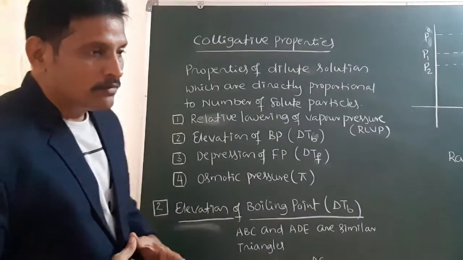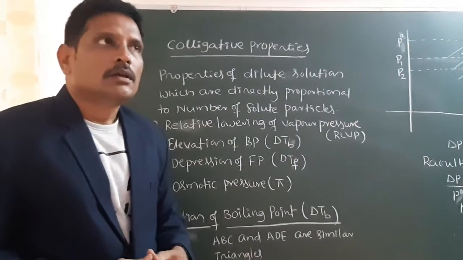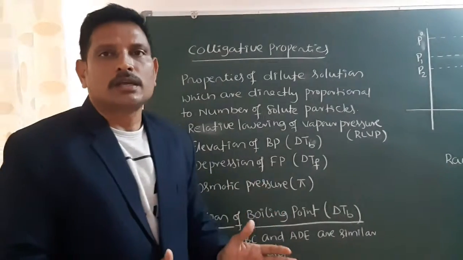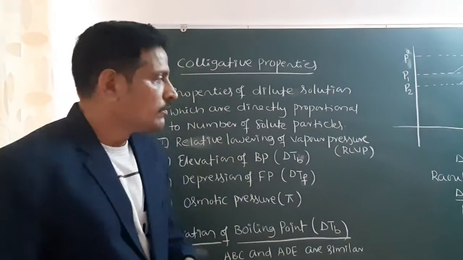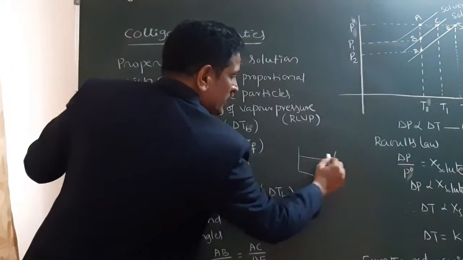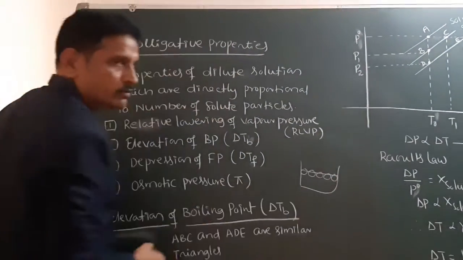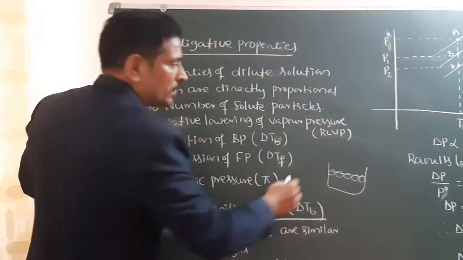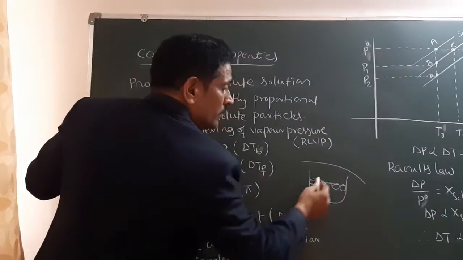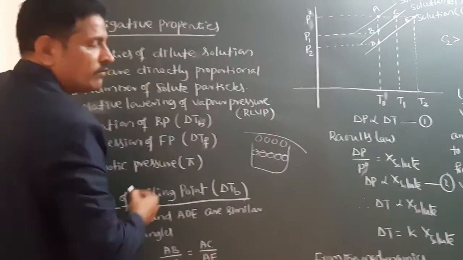Let us consider vapor pressure. When pure solvent, water, is taken in a container, only on the surface solvent molecules are present, and all are vaporizable. Therefore, automatically the maximum number of particles are converted into the vapor phase.